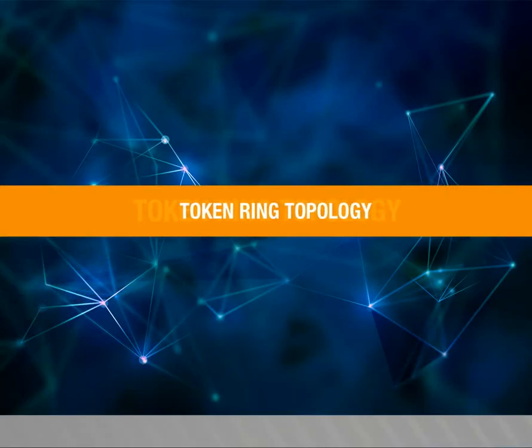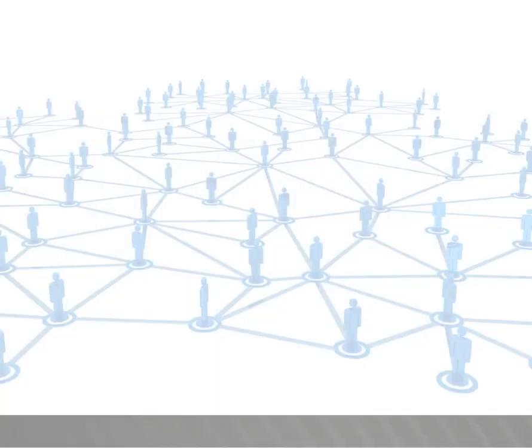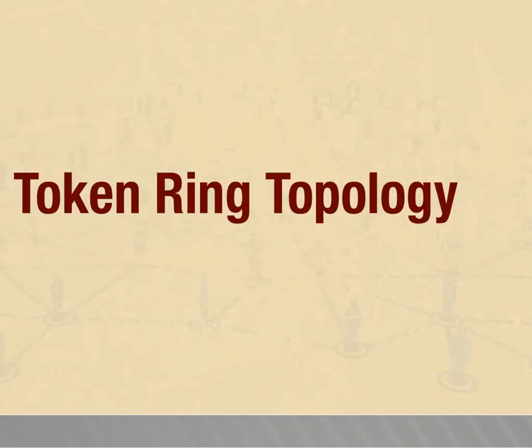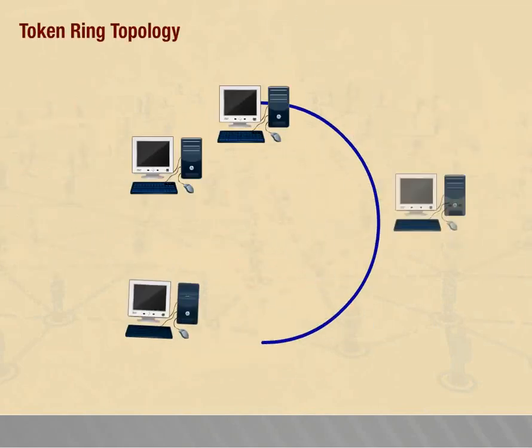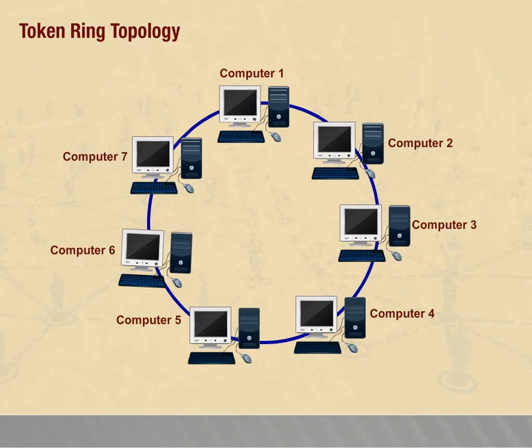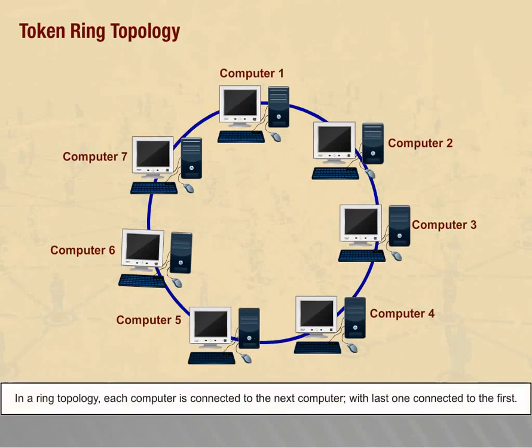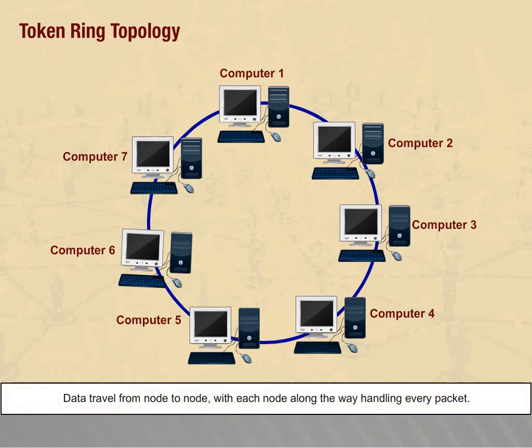Token ring topology. In this video, we are going to learn about token ring topology. In a ring topology, each computer is connected to the next computer, with the last one connected to the first. Data travel from node to node, with each node along the way handling every packet. The signals travel on the cable in only one direction. Each computer retransmits what it receives.